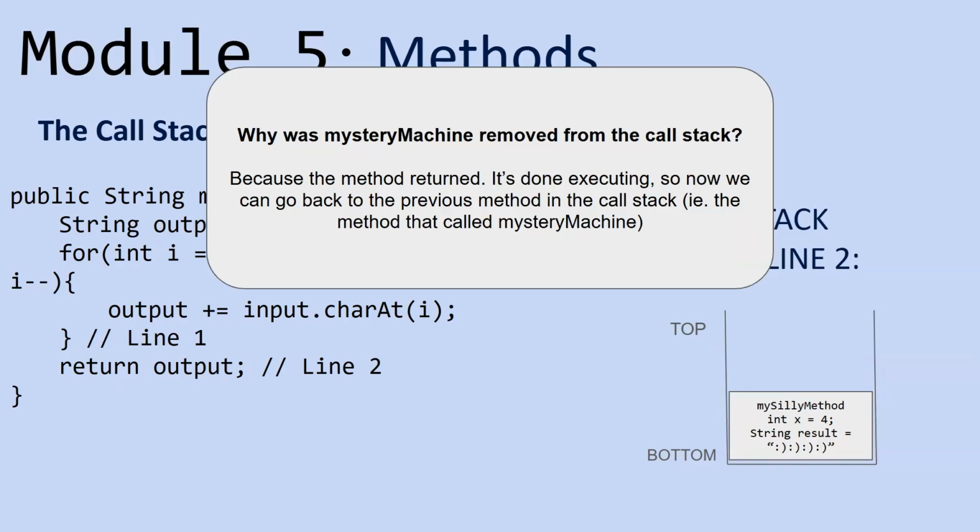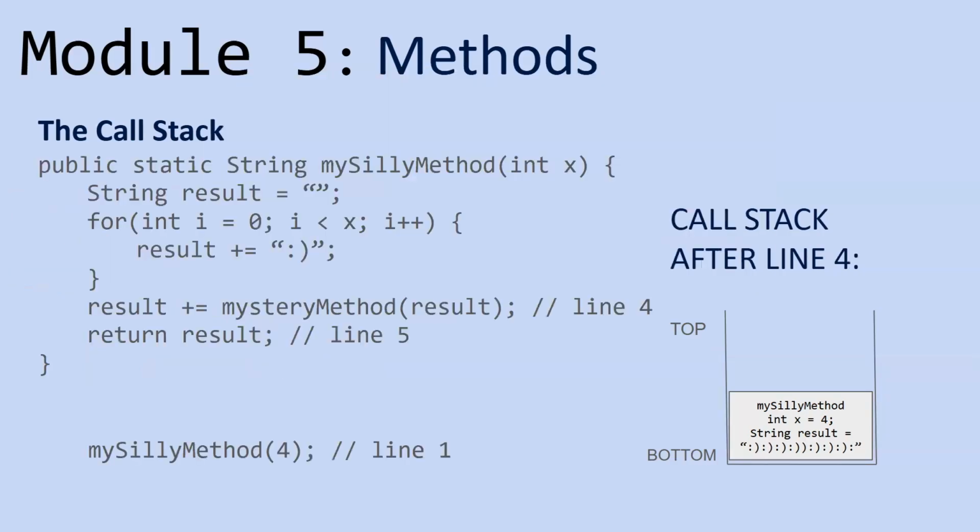Why was mystery machine removed from the call stack? Well, the method returned, so it's done executing, and we take that off the call stack because we finished that step. Now we are going back to the previous method in the call stack, which is the method that called mystery machine, silly method. Now we're back in silly method, and result takes what mystery method returned, the reverse smiley faces, and concatenates that onto the previous value of result. So now result is four forward smiley faces and four reverse smiley faces.